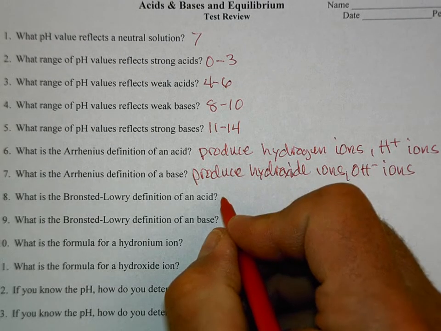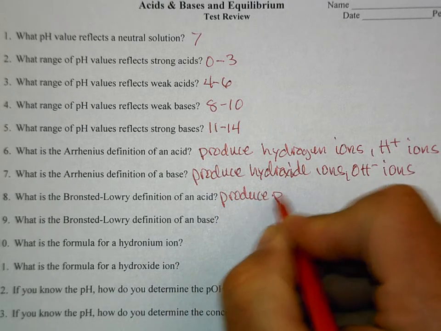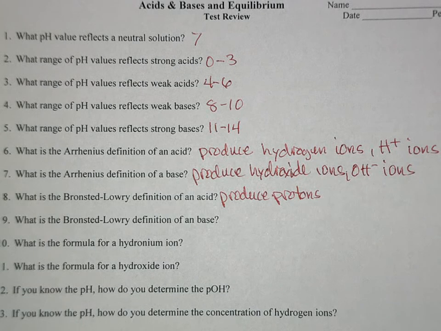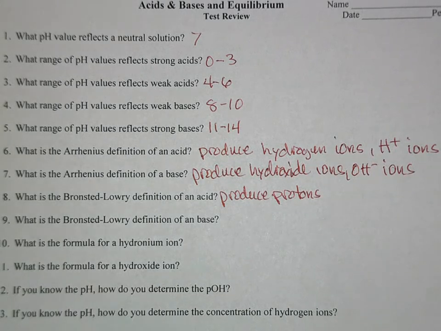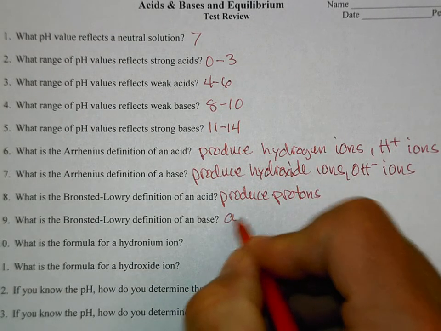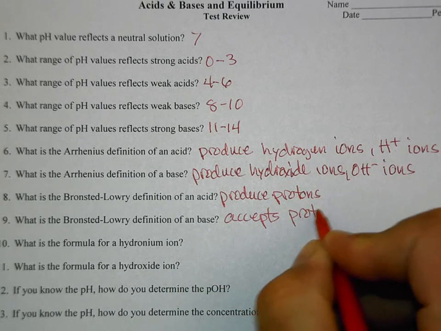Bronsted-Lowry: acids produce protons. And of course, a proton is an H plus ion. Since hydrogen just has a proton and an electron, when you get rid of the electron, all you've got left is a proton. Bronsted-Lowry definition of a base: accepts protons.